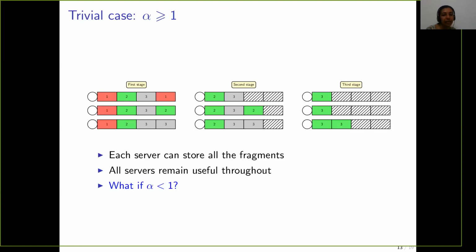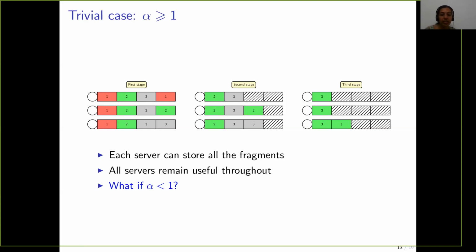So next we have a trivial case where there is no memory constraint at the servers. That is, we can allow the entire file to be stored on each server. And if we allow this, as demonstrated through these pictures, we see that all servers shall remain useful until the completion of the download process, and this will hit the fundamental upper bound. And we are not interested in this case, and we would like to examine the case where alpha is less than 1, or the servers do not have the capacity to store the entire file.